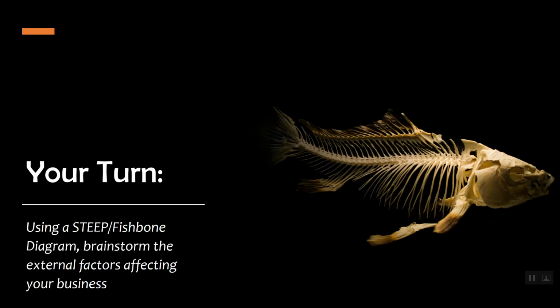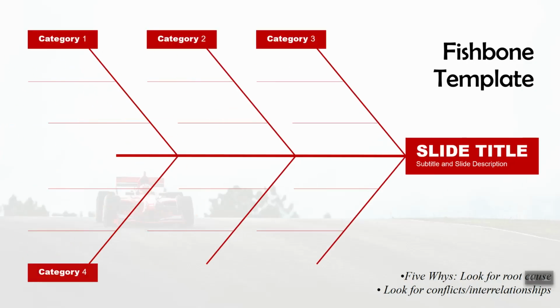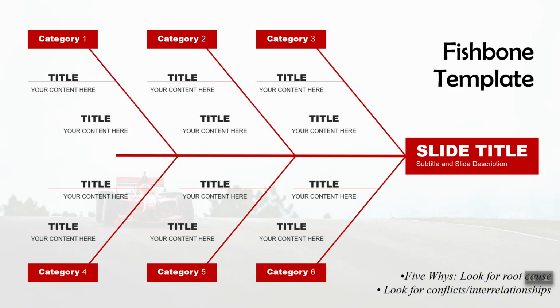Now it's your turn. Using a STEEP and fishbone diagram, brainstorm the external factors affecting your business. There's a sample diagram on the next slide, but you may use any template. You can do this on a large sheet of paper or on a computer. If you're doing it on a computer, I do recommend using a template because drawing and connecting lines is a very time-consuming process.